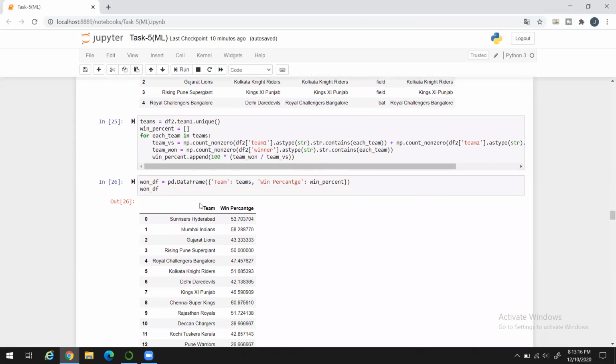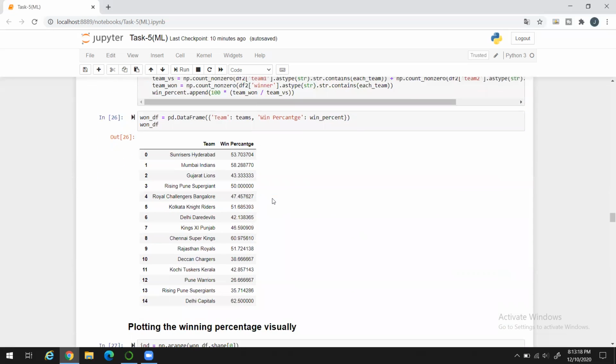If you see the winning percentage, you can observe that the highest winning percentage is for Delhi Capitals. Surprisingly, it is for Delhi Capitals. The second highest is for Chennai Super Kings, with a 2% difference, and then comes the Mumbai Indians at 58. Even here, 2% is the difference.